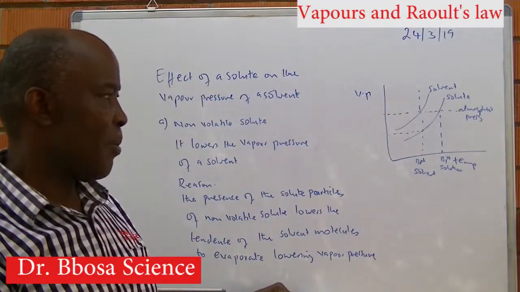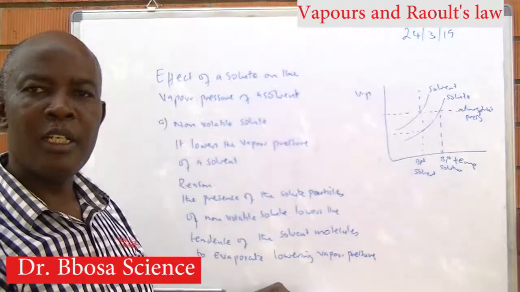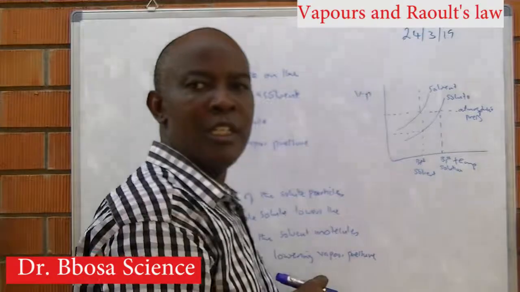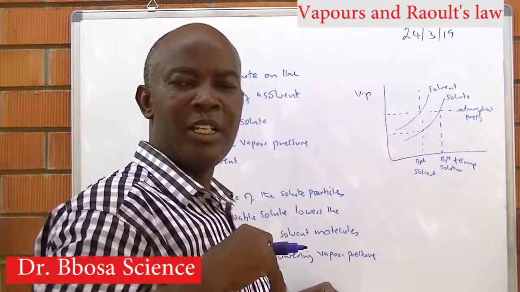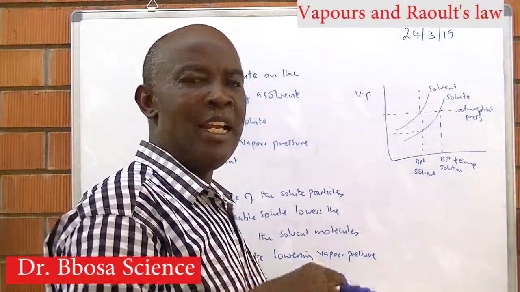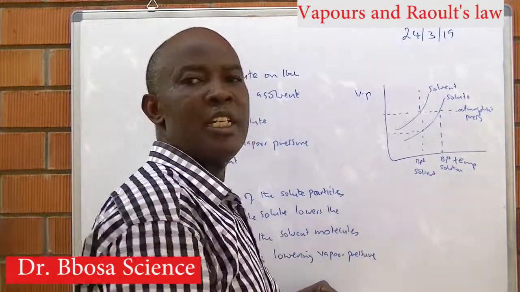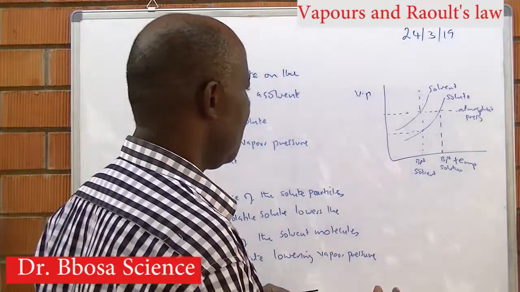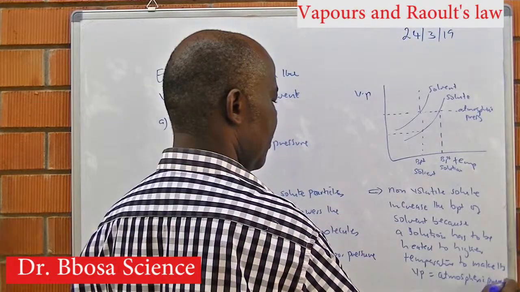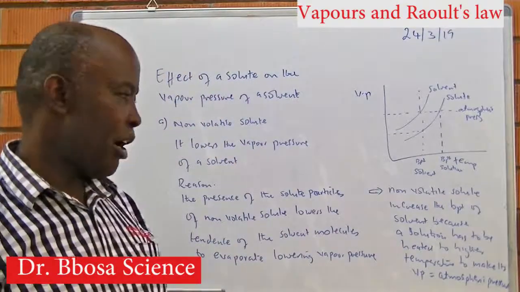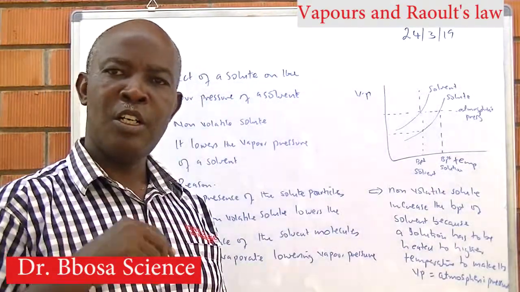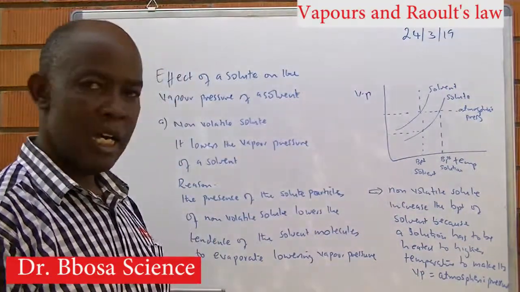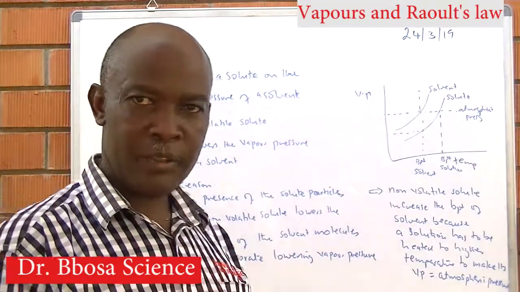Lowering the vapor pressure of the solvent means that the boiling point of the solution will increase. We have to heat the solution to a temperature higher than the boiling point of the solvent to make its vapor pressure equal to atmospheric pressure.